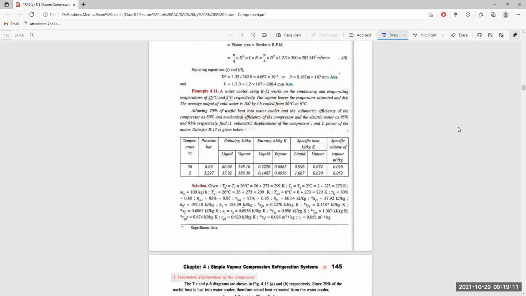So here what we do, T2 dash, as it is in the superheated region. So let me go through the problem. The vapor leaves the evaporator dry saturated, which means it is on the dry saturated vapor line, and the average output of cold water is 100 kg per hour, cooled from 26 degrees to 6 degrees centigrade.